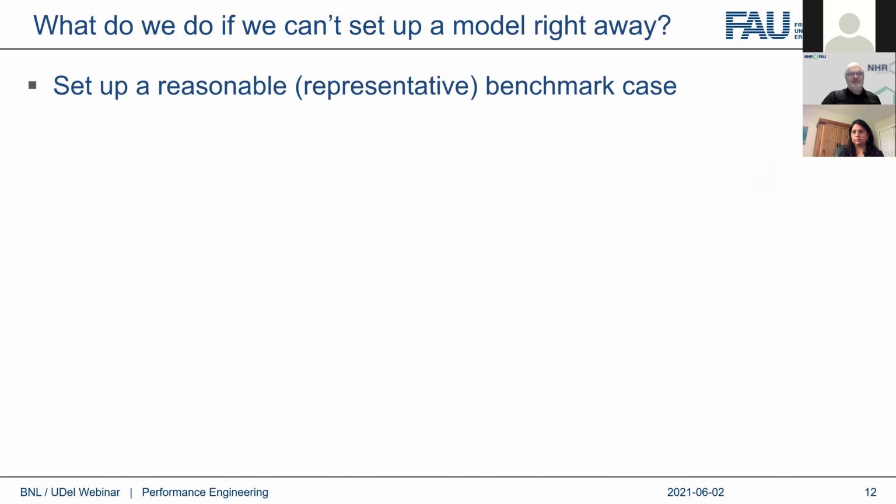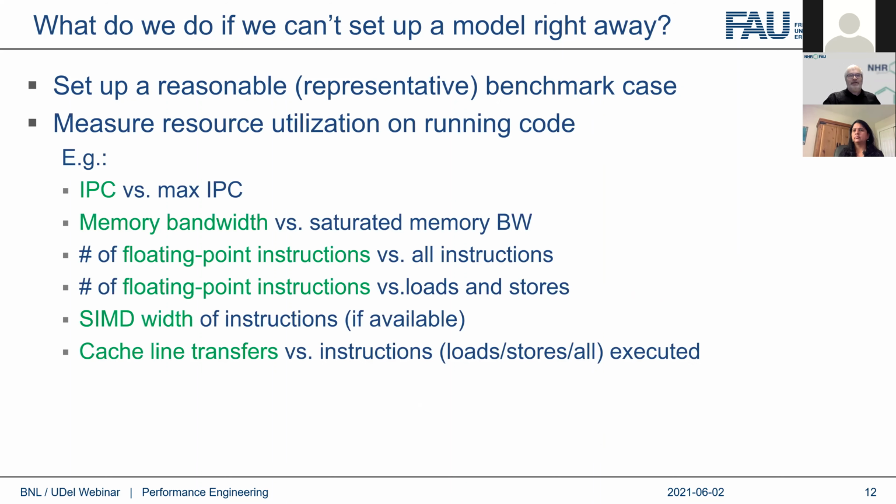All right, so just to get you started. Now, what do we do if we can't set up a model right away? We cannot analyze the code or don't know enough to analyze the code. We can measure stuff, and we can do that with LIKWID perfctr, for example. So things we look at, and this will also be the topic of later talks: I can look at IPC, the number of instructions executed, memory bandwidth versus saturated memory bandwidth, how much of the bandwidth is utilized, how many floating point instructions are executed versus all instructions. If I have a floating point code, but only 2% of the instructions are floating point, then obviously something is wrong. Floating point arithmetic versus loads and stores is also quite interesting.